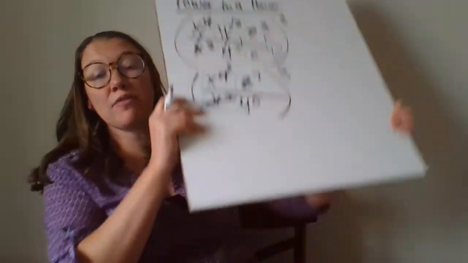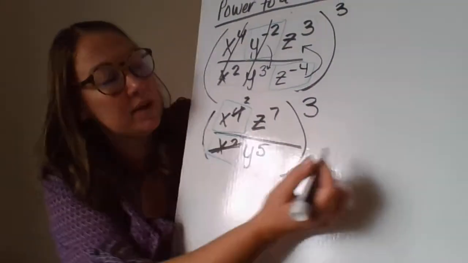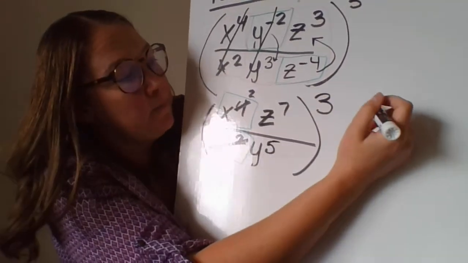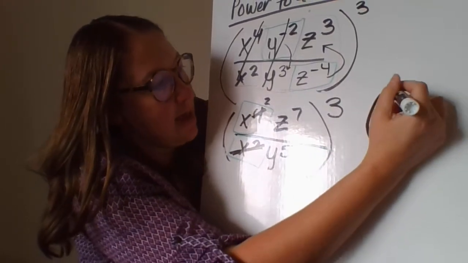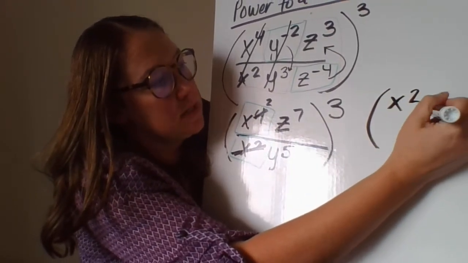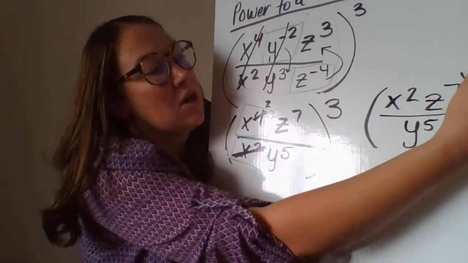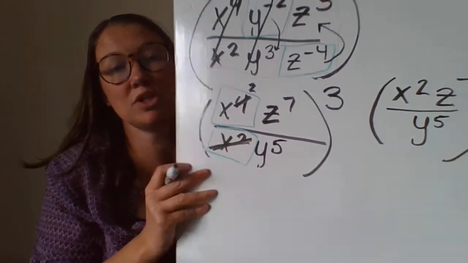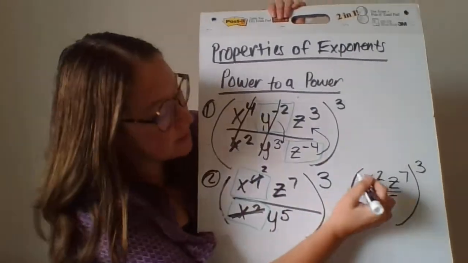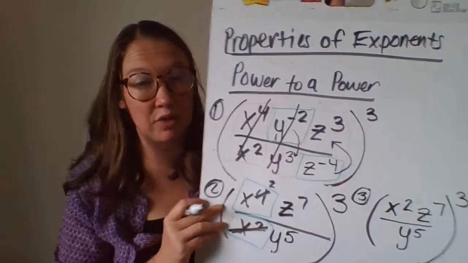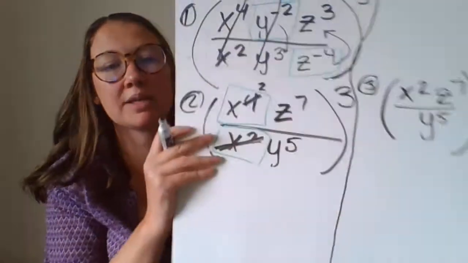So my fully simplified fraction, not even to the power yet, is going to be x to the 2nd, z to the 7th, over y to the 5th, and I'm going to raise all that to the 3rd power. Okay, so we just moved from step 1 here. This is step 1. This is step 2. This is going to be step 3. If you're getting a little confused with my organization here, I'm going to break it up like that for you. Okay, so now we're over here.